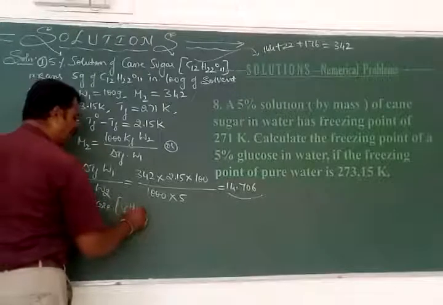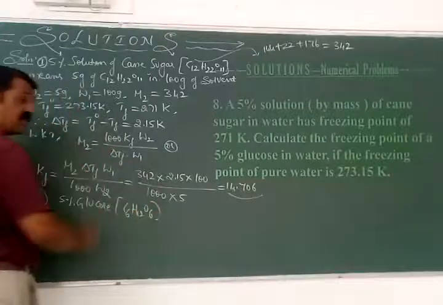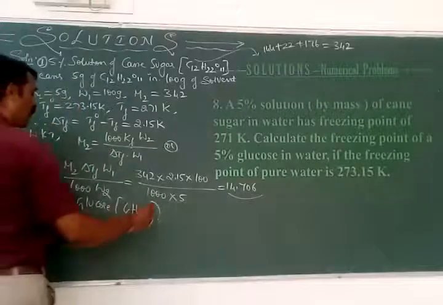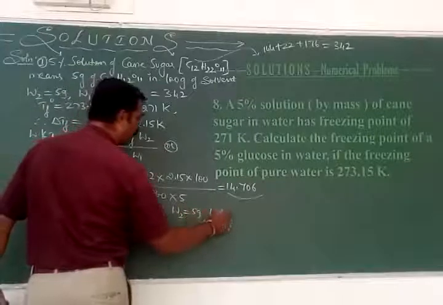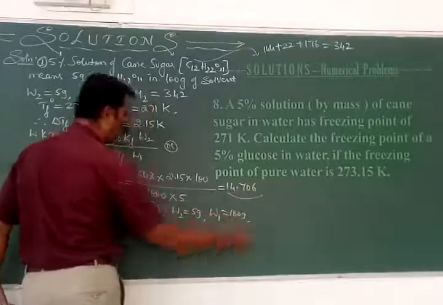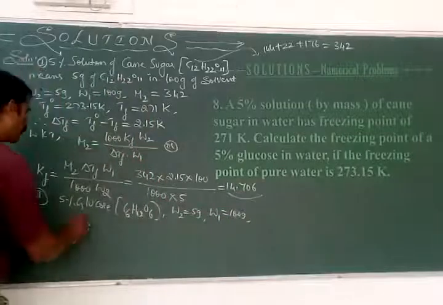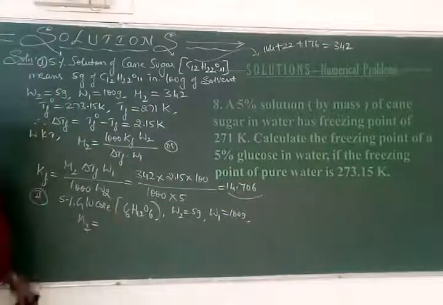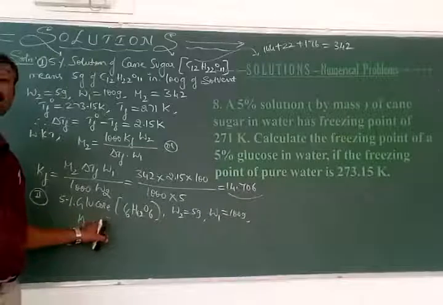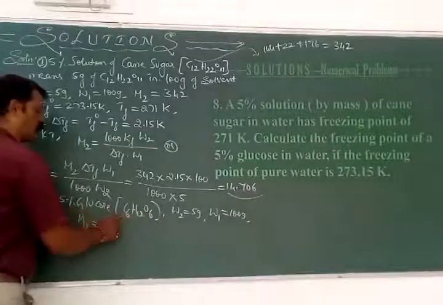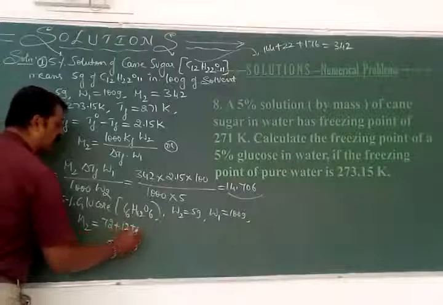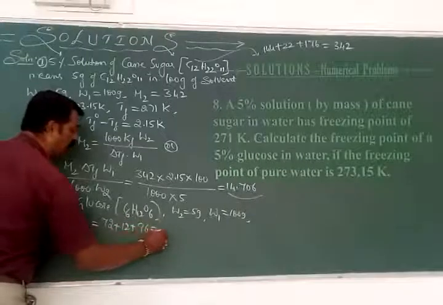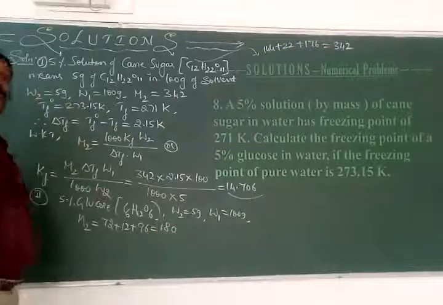Now in the second case, we have 5% of glucose. Glucose means C6H12O6, so W2 is equal to 5 grams and W1 is equal to 100 grams. Therefore M2 is equal to, what is M2 here? Molecular mass of solute. The solute is glucose, C6H12O6: 12 times 6 is 72, plus 1 times 12 is 12, plus oxygen 16 times 6 is 96. On simplification, I will get M2.